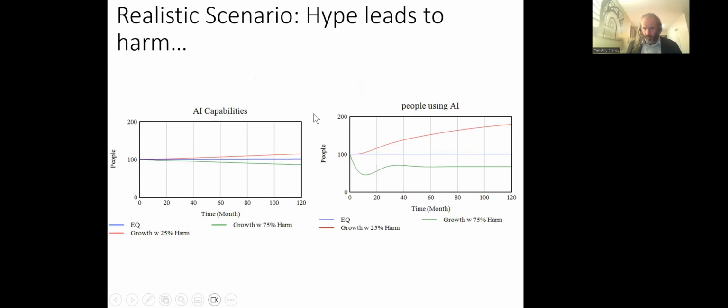AI capabilities. So the realistic scenario is hype leads to harm. In this case, we have 2 growth models. One has a harm of 25% and the other has a harm of 75%. What we wanted to show is that you're going to have harm in some scenarios. And even in the 25% harm, you still have people generally adopting and moving through it. We'll show why in a bit. If you have too much harm, though, adoption drops. People don't want to use it. They shy away. They're not interested in using it, and it never recovers.